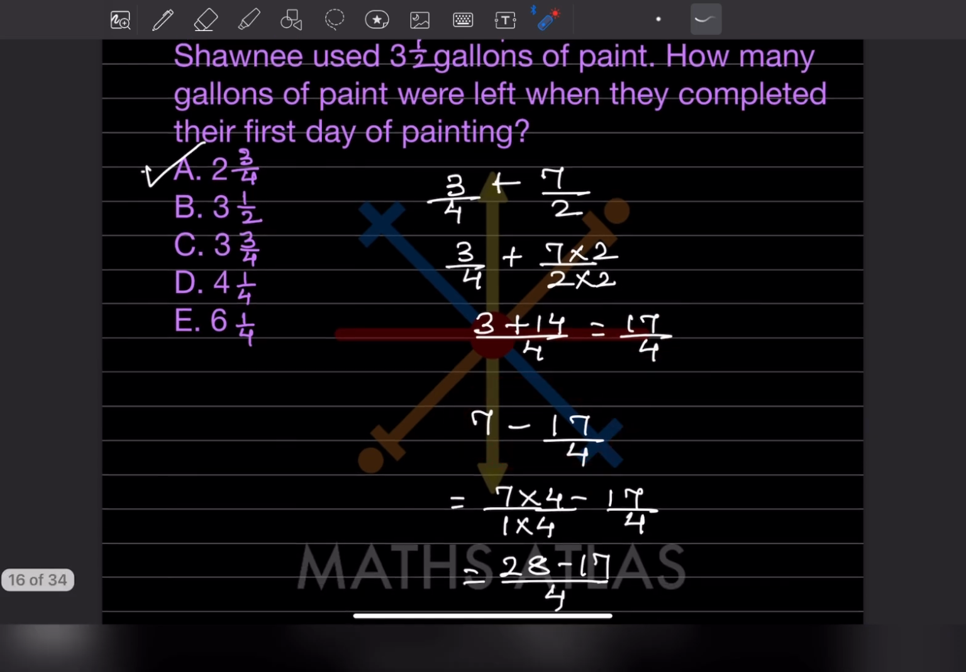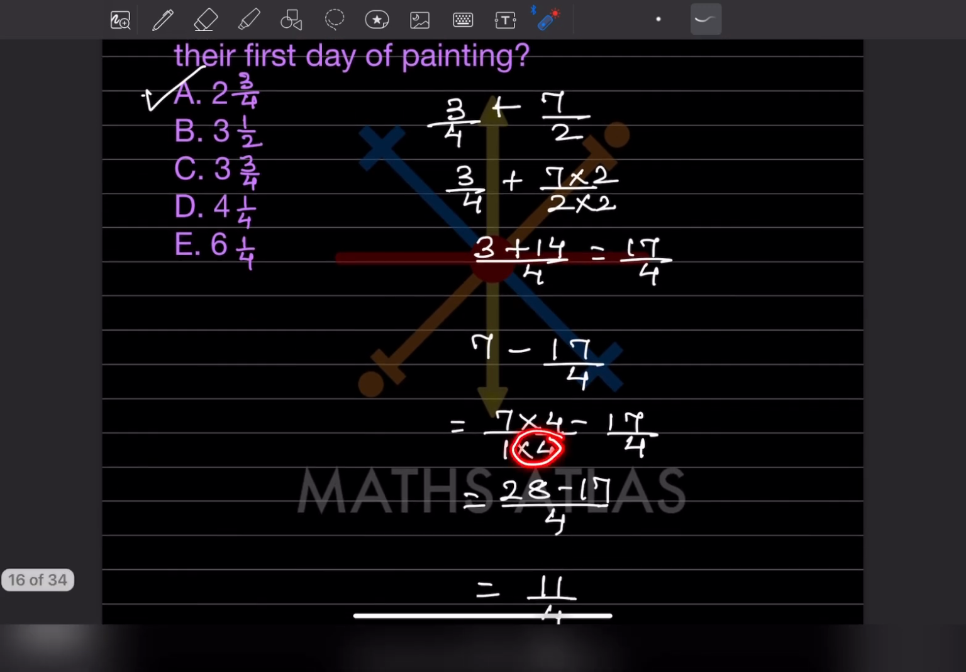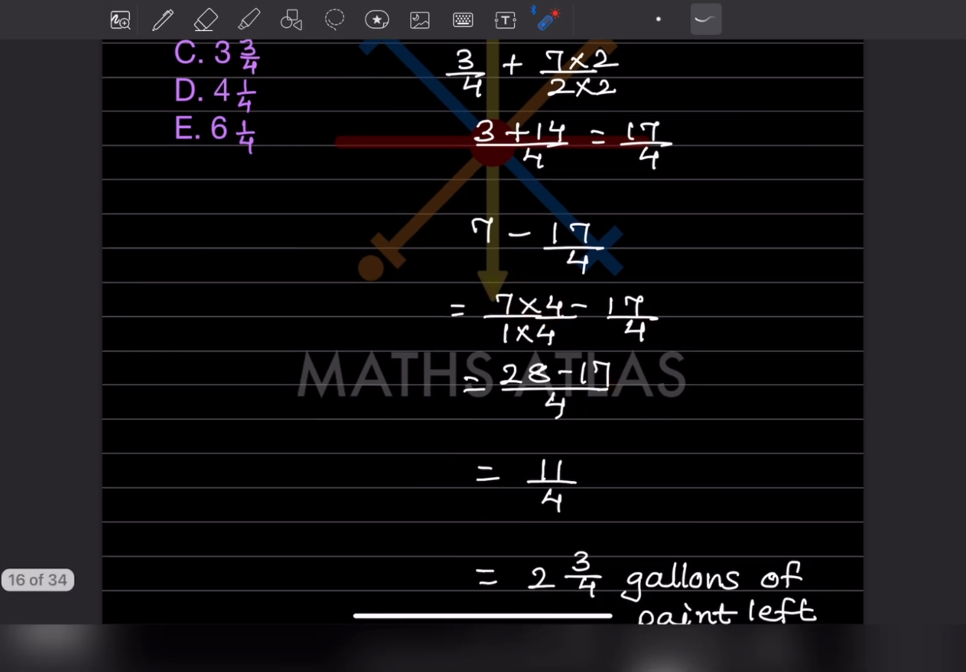Now what again you can see here, this is 7 over 1 actually. Whenever there is a whole number, that means the denominator is 1. So again you have to find the LCM, which will be 4. So 1 you are going to multiply by 4, so the 7 should also be multiplied by 4. This will stay as it is. So this will be 28 minus 17 by 4. So this will be 11 by 4.